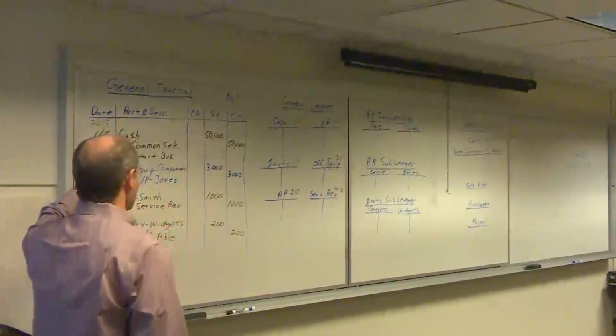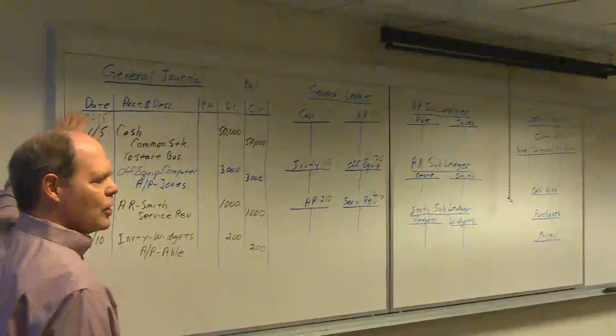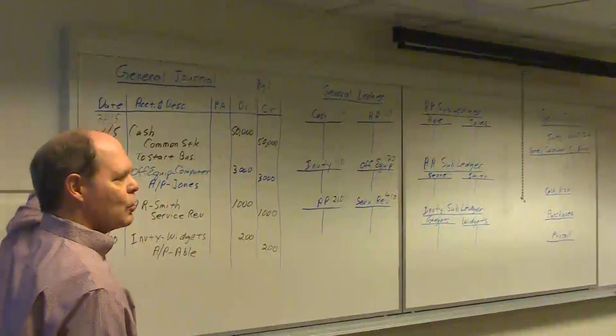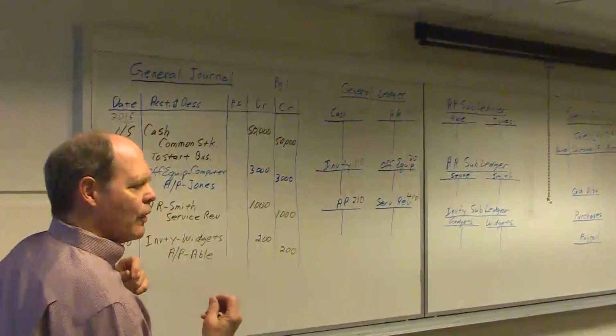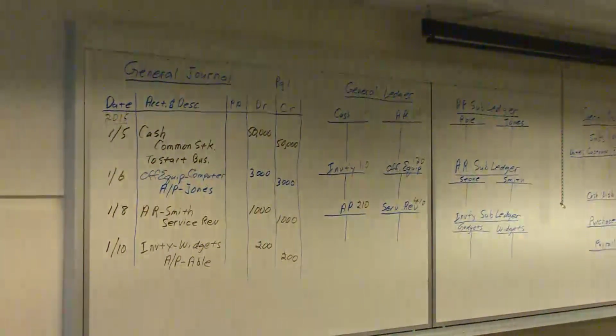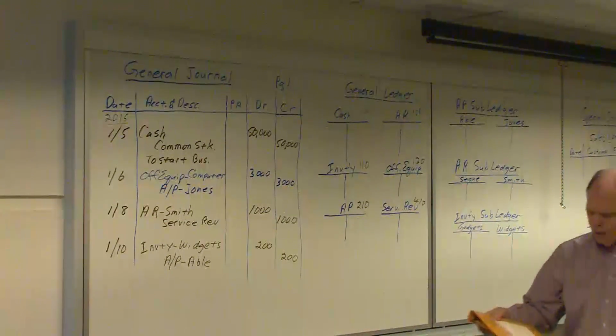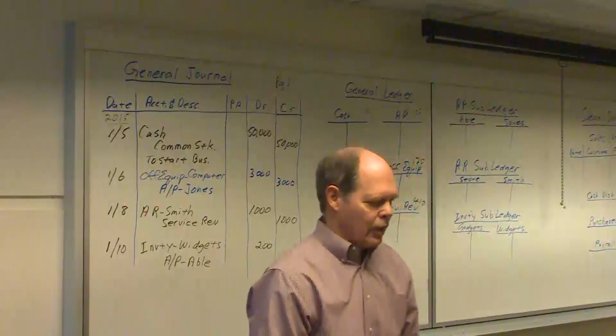So we have a general ledger. We have a general journal. The general journal is the book of original entry. Everything gets recorded there first. This is assuming a manual accounting system that might look something like this.